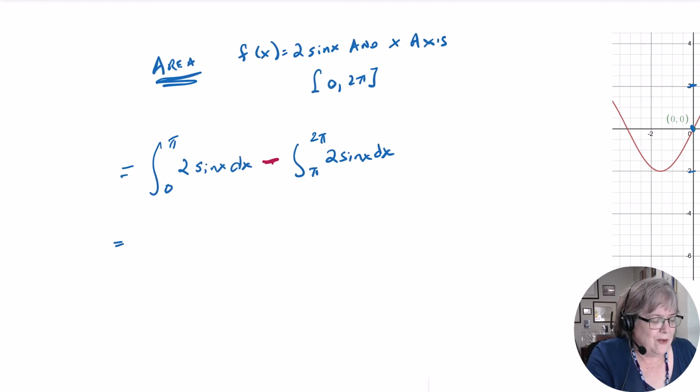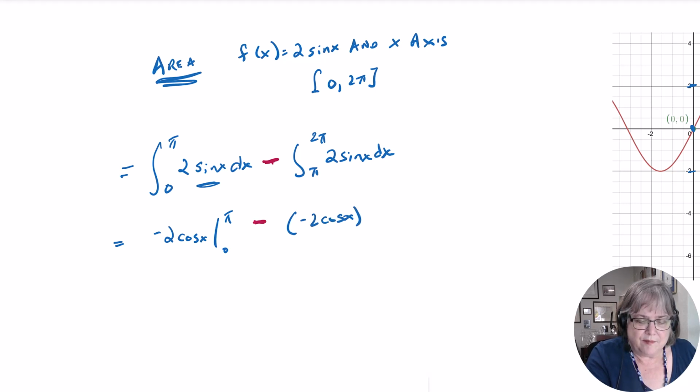So when you integrate it, you'd have negative 2 cosine x, because remember the derivative of cosine has a negative sign. And since this sine was not negative, it must have been negative cosine to start with. And you're going to integrate it from 0 to pi. Right, so this is this negative, and the integral is minus 2 cosine x integrated from pi to 2 pi.